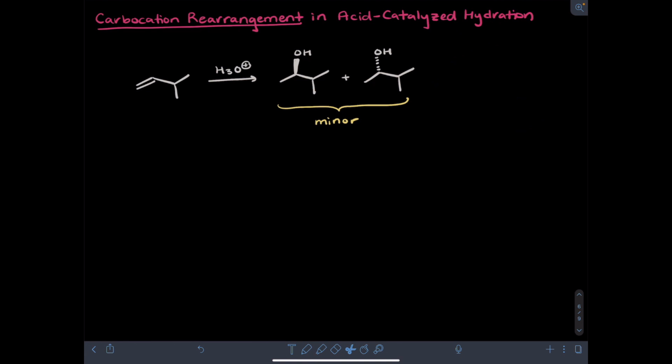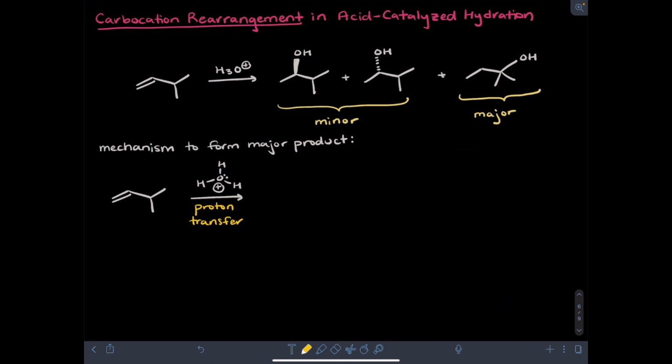It turns out that these are minor products for this hydration reaction. The major product is where the OH group has added to a different carbon that was not originally a part of the alkene. This corresponds to the central carbon of the isopropyl group in the starting material, and the fact that the OH group added to it in the product suggests that a carbocation rearrangement must have occurred.